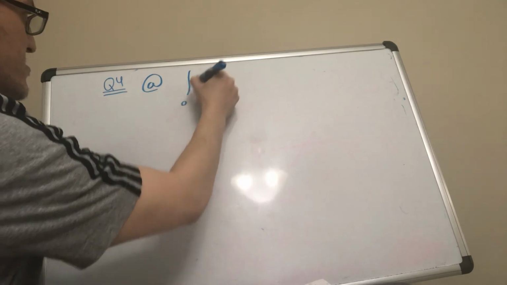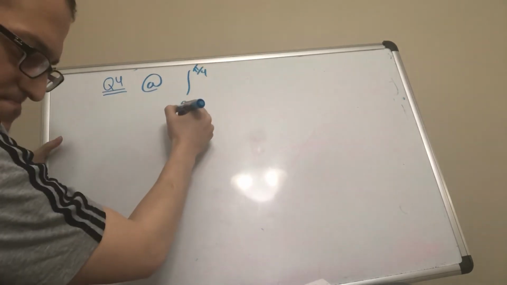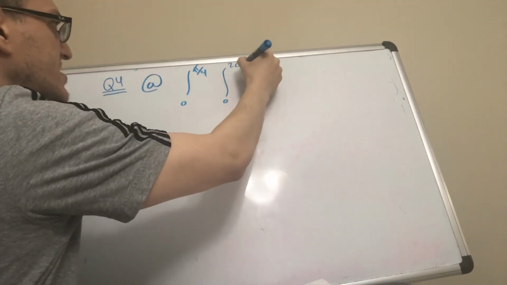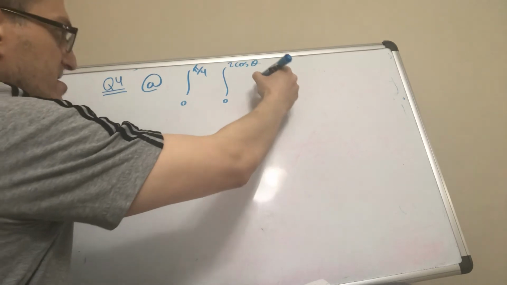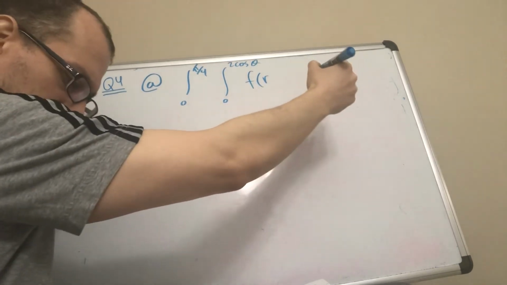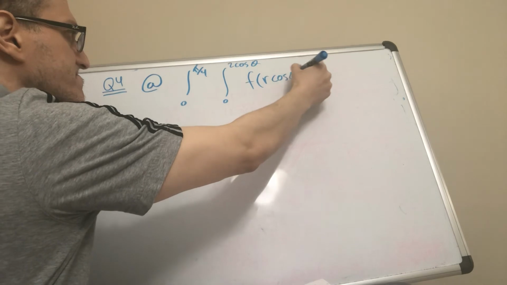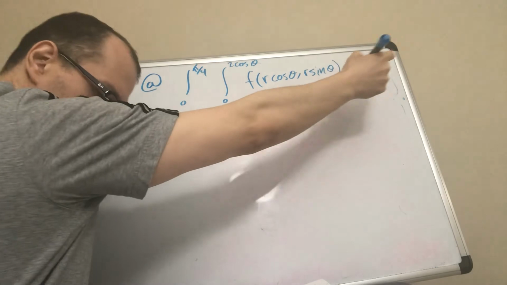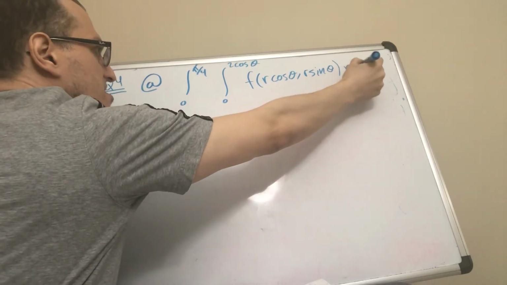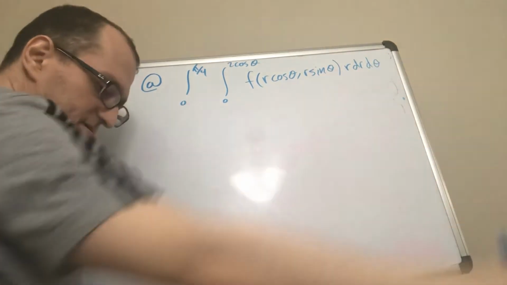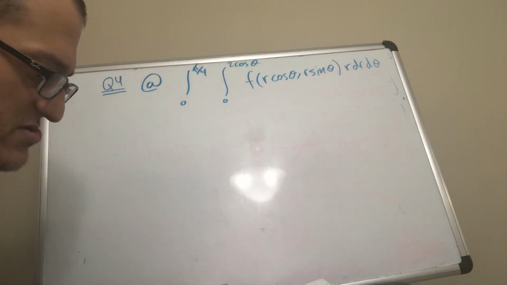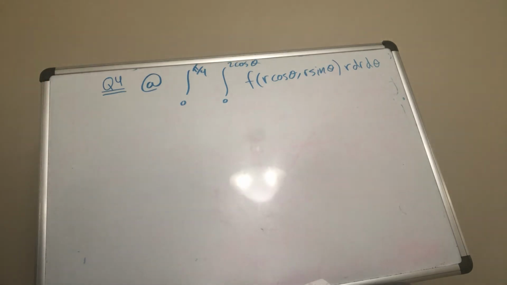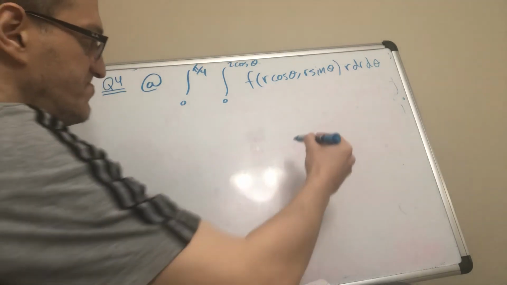It's from 0 to pi over 4, and it's from 0 to 2 cosine theta. And he had this weird thing of r cos theta, r sine theta, r dr d theta. He wants you to do this double integral. He wants you to sketch first. Okay, we're going to sketch this.